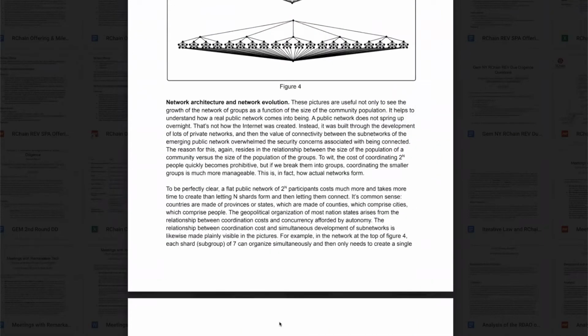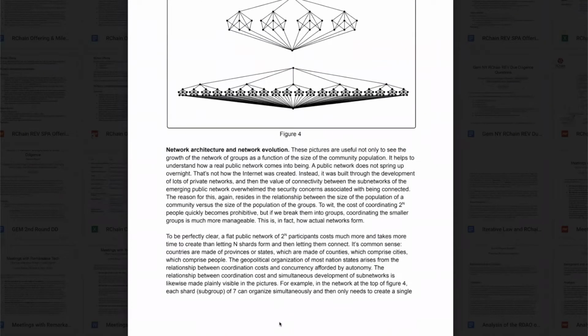So, but it's important to not look at this just in terms of the network, the growth of the population of subnetworks in relation to the flat community. The picture is also useful to talk about evolution. In particular, the coordination costs of coordinating 2 to the N people quickly becomes prohibitive. And everybody knows this. This is all common sense. What do we do? We break those 2 to the N people into groups, right?